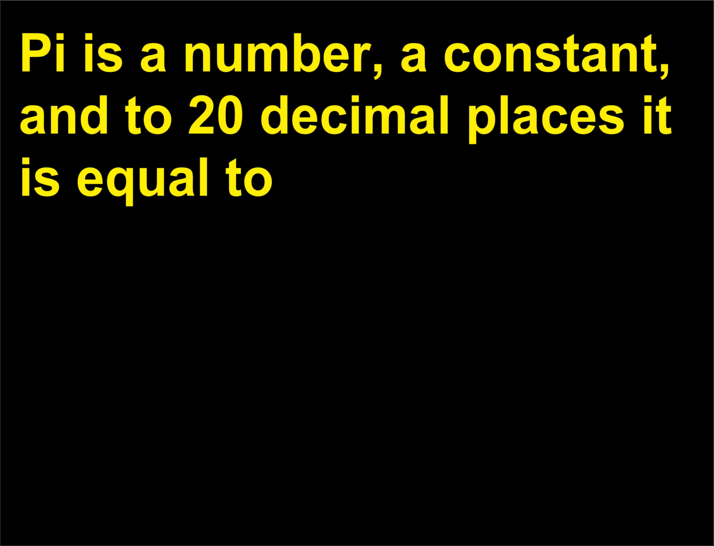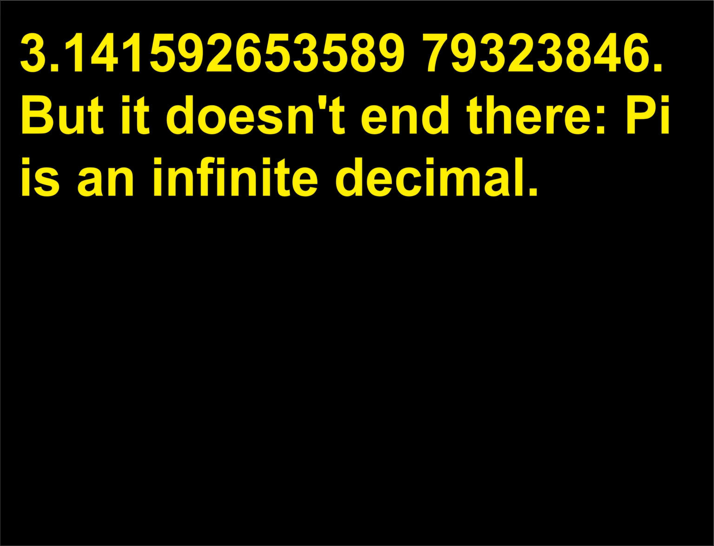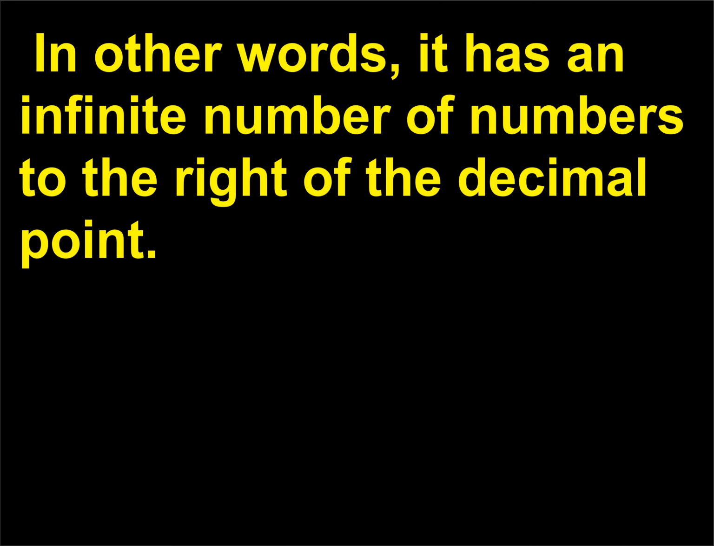Pi is a number, a constant, and to 20 decimal places it is equal to 3.141592653589793233846. But it doesn't end there. Pi is an infinite decimal. In other words, it has an infinite number of numbers to the right of the decimal point.